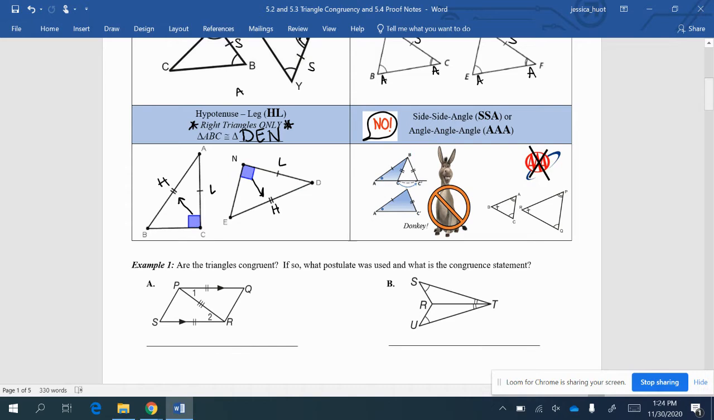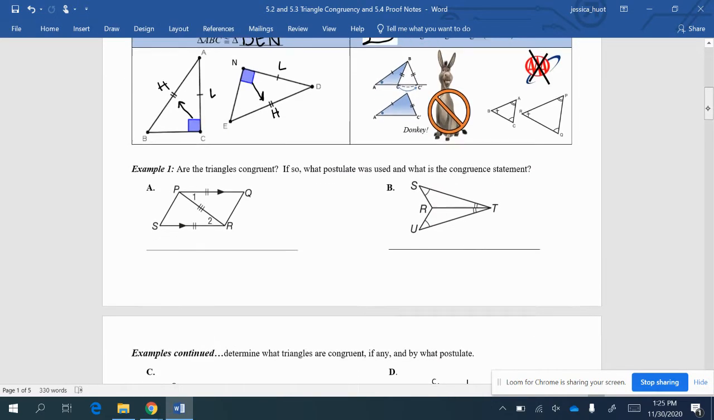Now there are 2 where people get mixed up. So side, side, angle, SSA, or angle, angle, angle do not work. Okay, so we put a picture of a donkey here, and then any triangles with all three angles marked congruent will not work. So those are the two you have to be very careful for. SSA and AAA, they will not work.